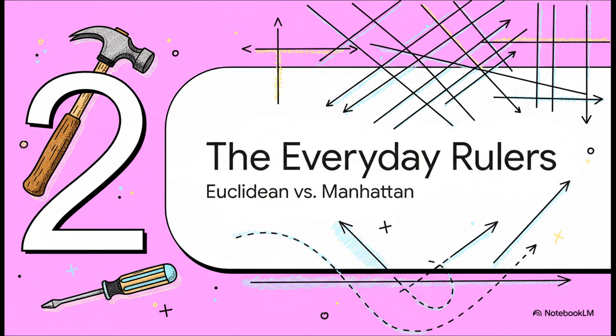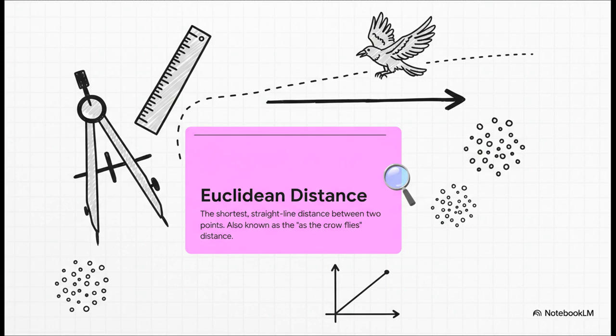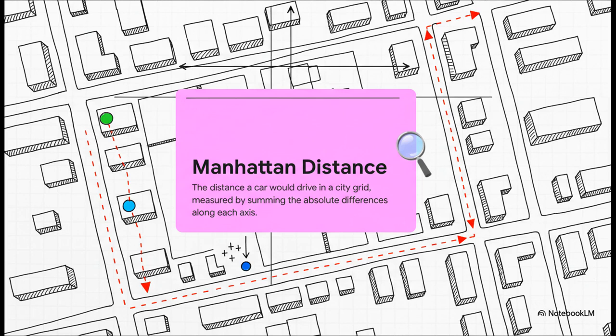Think of these as the hammer and the screwdriver of distance metrics: Euclidean and Manhattan distance. First up, we've got Euclidean distance. And I bet you already know this one, even if you don't recognize the name. This is the one we all learned in geometry class. It's the most intuitive way to measure distance, right? Just the shortest, straight-line path between two points. We call it the as-the-crow-flies distance, and it's perfect for when your data points group together in nice, compact, kind of roundish clusters. And then we have Manhattan distance.